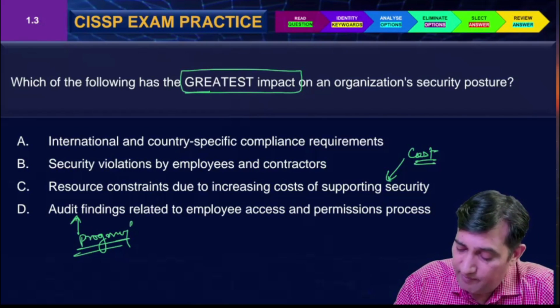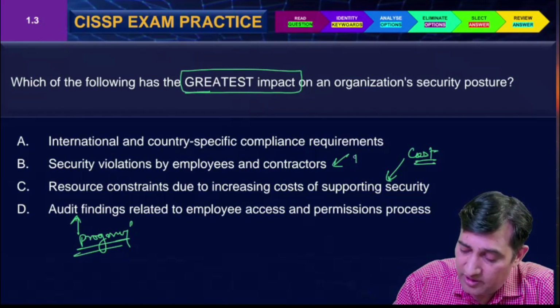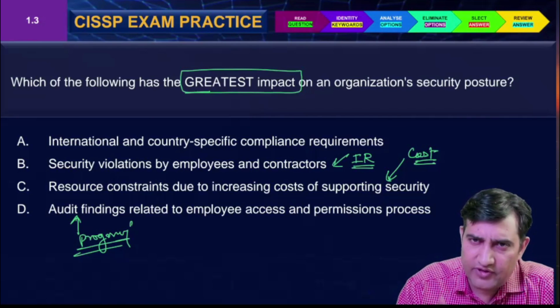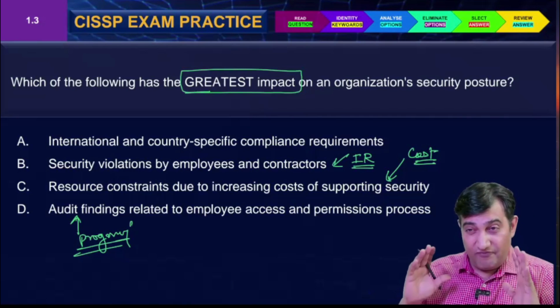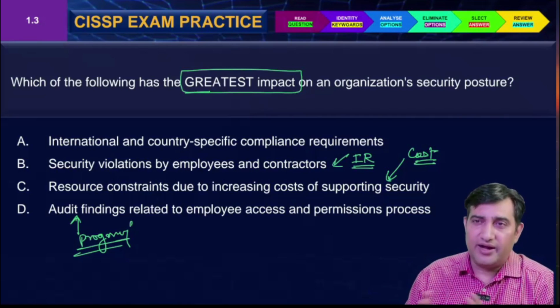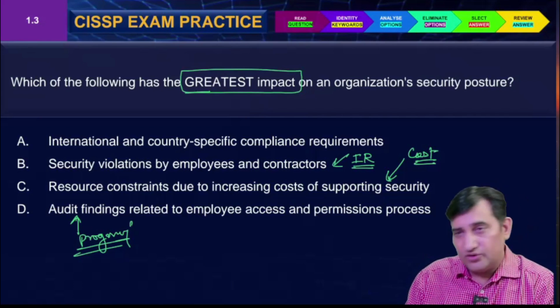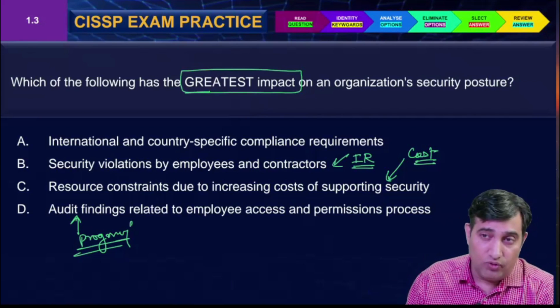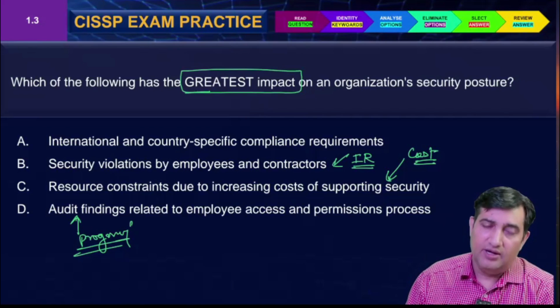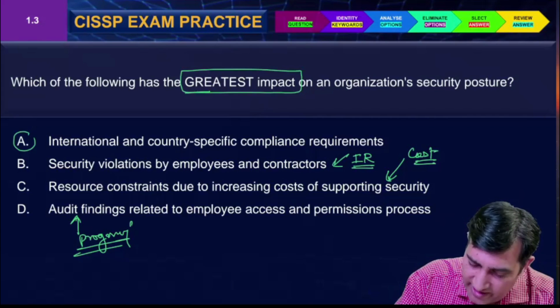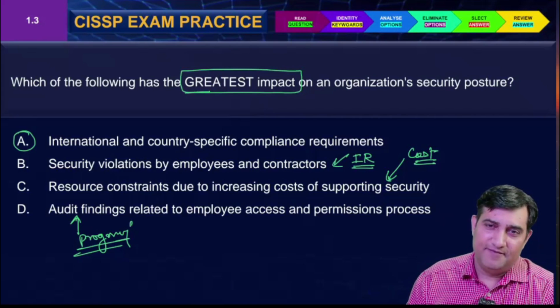Security violations by employees and contractors. This is part of your regular incident response way, part of operations. The first one, international and country specific compliance requirement, has a very, very big impact on your entire security posture, right? On your entire security program, because at no cost, you can afford to be non-compliant with this, right? And that is how the entire thing will be driven. So that is why A is the right option in this case.